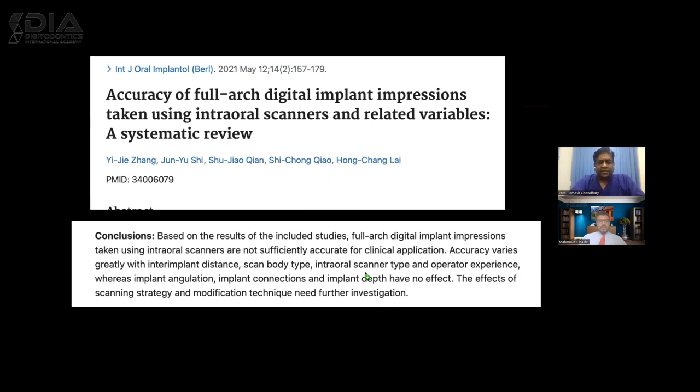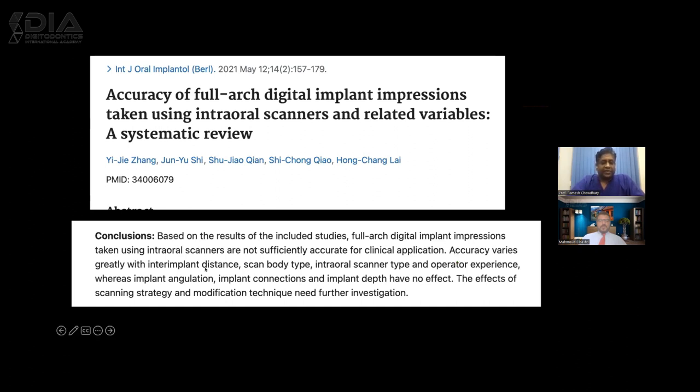There are many articles to say that, even in 2021, an article published a systematic review. You can say that, based on the results of the included studies, full arch digital implant impressions taken using intraoral scans are not sufficiently accurate for clinical applications. Because this has been repeated, of course, there is one randomized clinical trial which has come recently, which talks about good results of full mouth scanning with other procedures, not with the intraoral, with these kind of markers and intraoral scanners though.